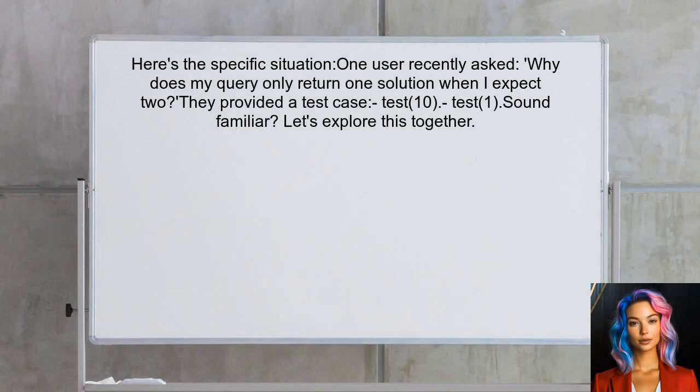Let's look at the specific situation. One user recently asked, "Why does my query only return one solution when I expect two?" They provided a simple test case with two facts, but only one solution was returned. Sound familiar? Let's explore this together.